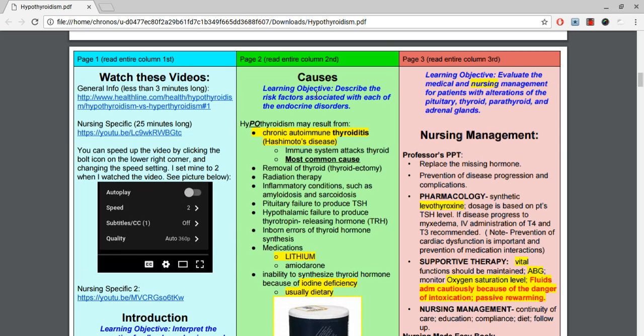Another cause of hypothyroidism is the removal of a thyroid, which is called a thyroidectomy. Whenever you see ectomy, it just means removal. So thyroidectomy means removal of the thyroid.